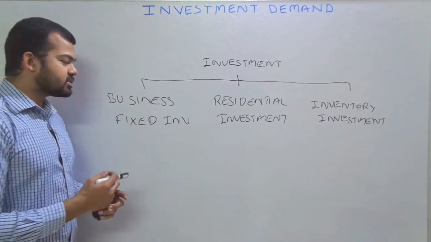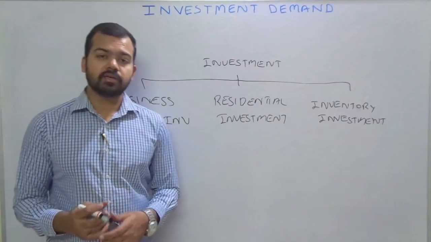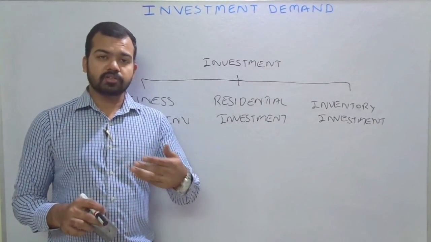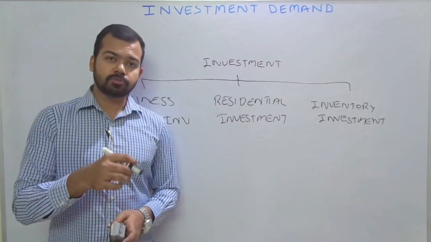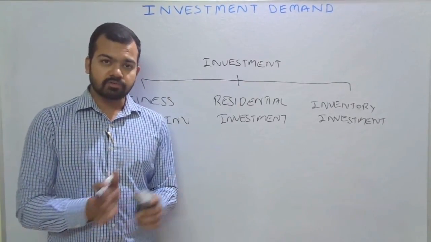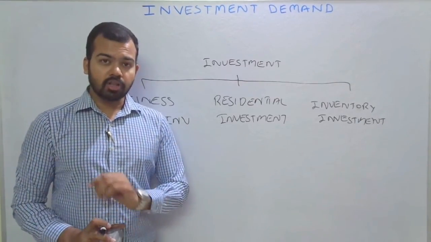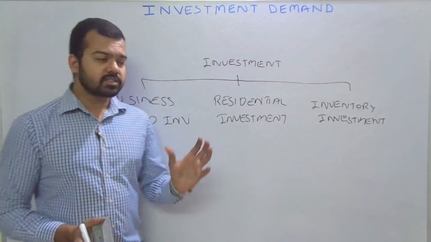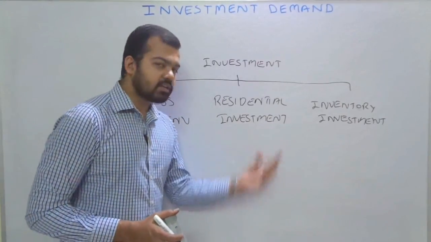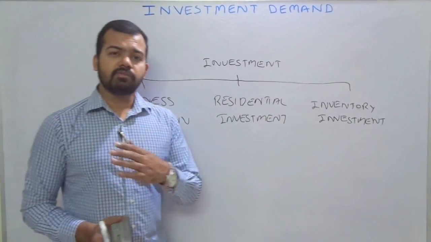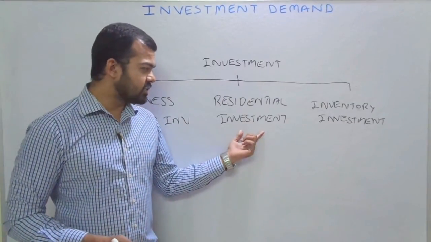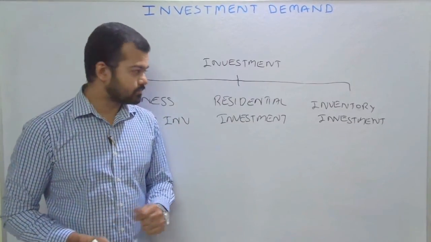Business fixed investment means investment by business persons and corporates for further production. For example, in order to produce consumer goods, we need to invest in capital goods. All investment by corporate and private investors is considered under this head. Residential investment means investment by housing dwellers in urban and rural areas, just for housing purposes.